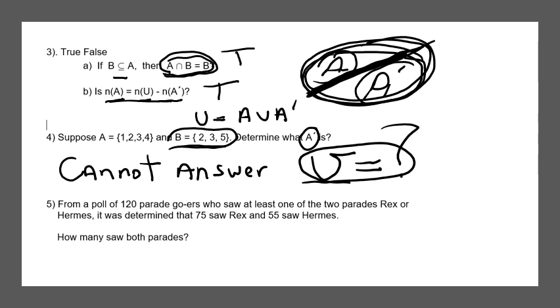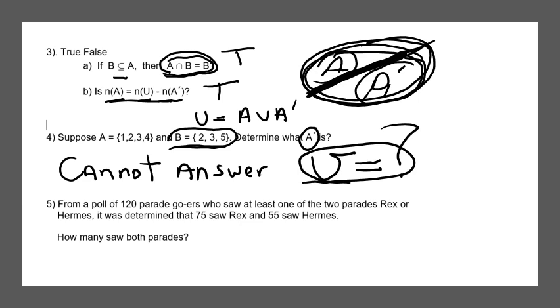Number 5. We took a poll of 120 parade goers who saw at least one of the two parades, Rex or Hermes. 75 saw Rex and 55 saw Hermes. How many saw both parades? This is a counting problem. We really only have two counting problems in this particular chapter.